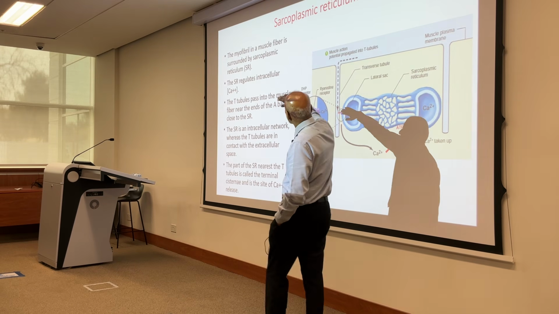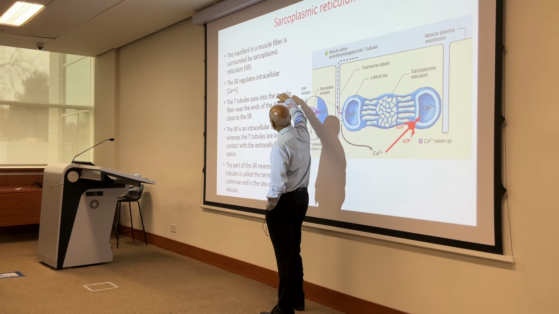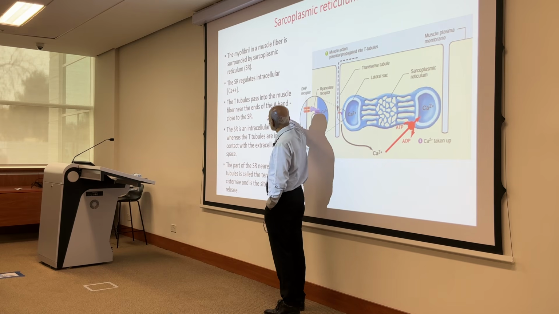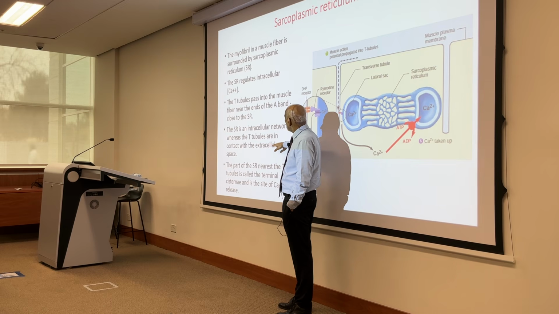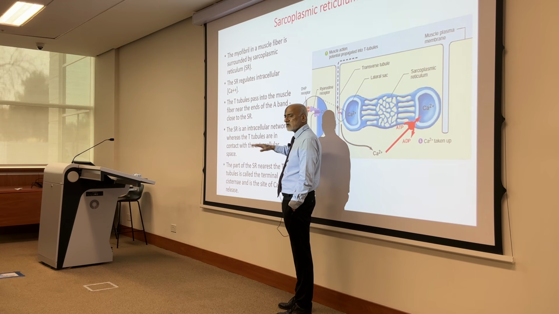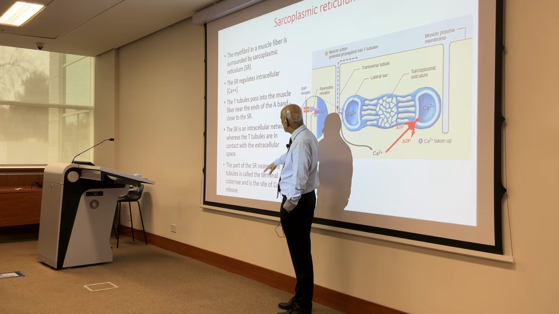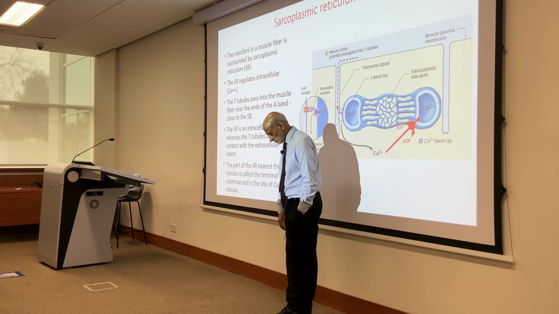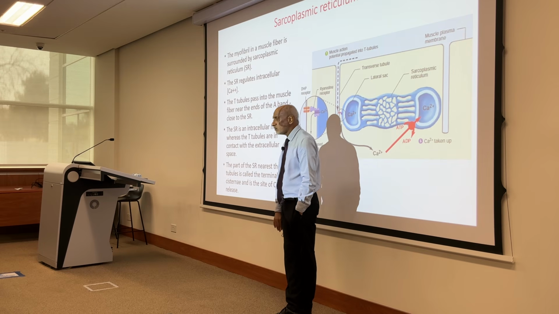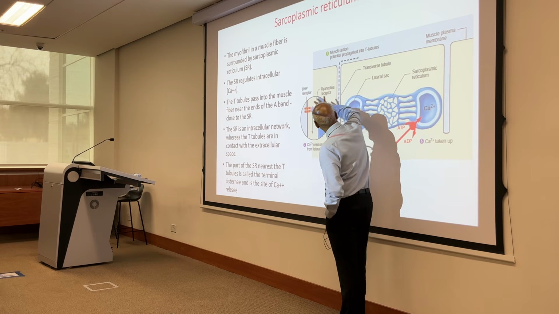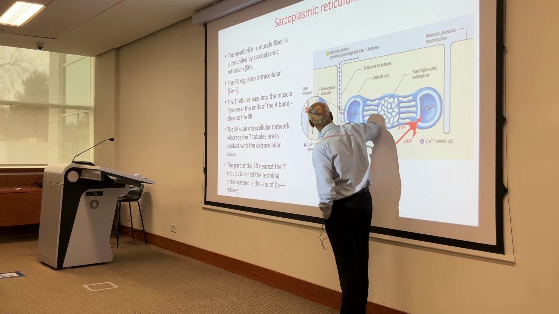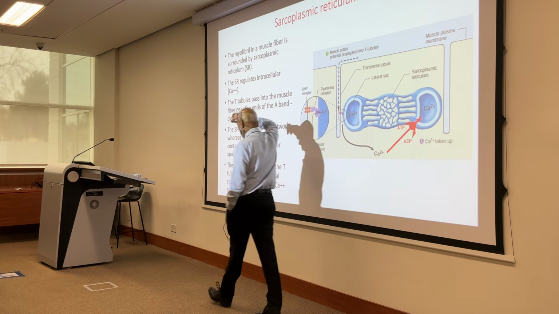So again, sarcoplasmic reticulum regulates intracellular calcium. T-tubules will pass close to it. You have the SR is the intracellular network, the T-tubule is the extracellular network, okay? And then the part of the sarcoplasmic reticulum closest to the T-tubule will be called the cisterna. So this would be a cisterna. There'll be another one on this side, and all three of them together is called a triad.